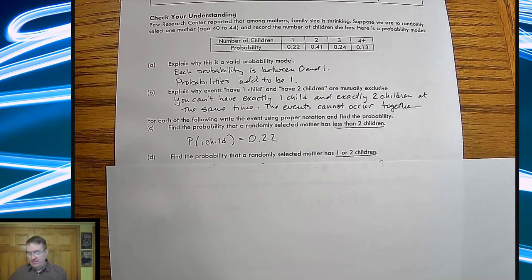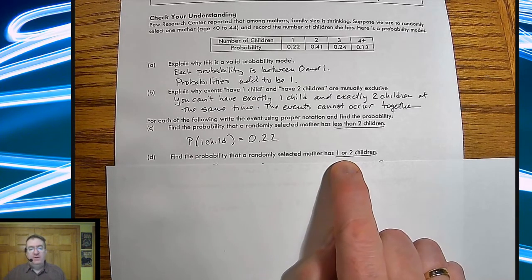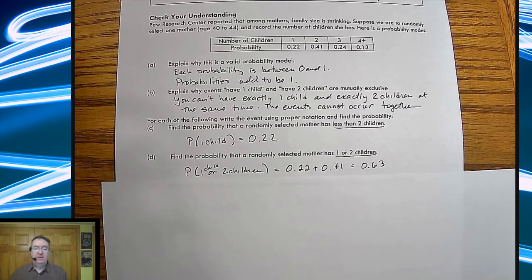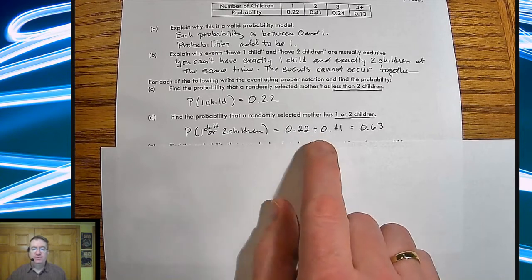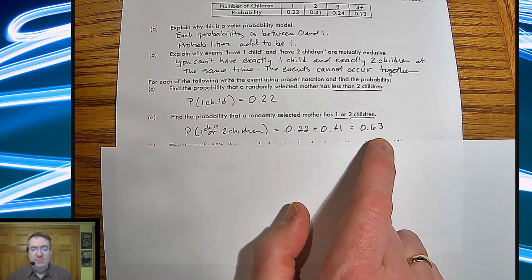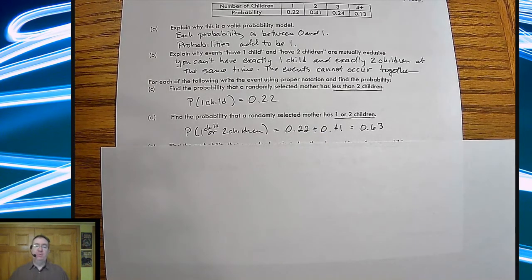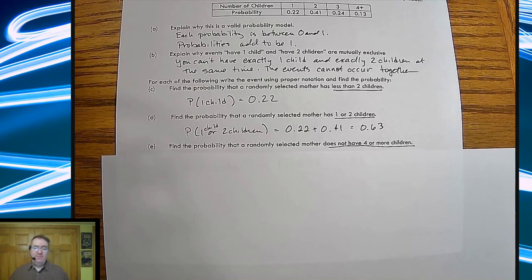What is the probability that a selected mother has 1 or 2 children? Now we're going to talk about the addition rule. We're going to take the probability of 1 child and the probability of 2 children and add them together. So it's 22% and 41%, so we get 0.63. Again, if it says probability, you want to use the decimals. Don't use percentages.